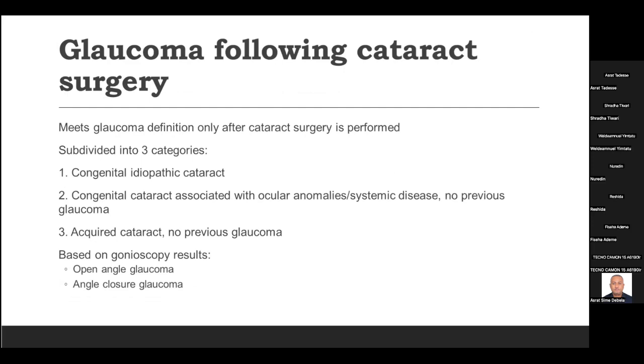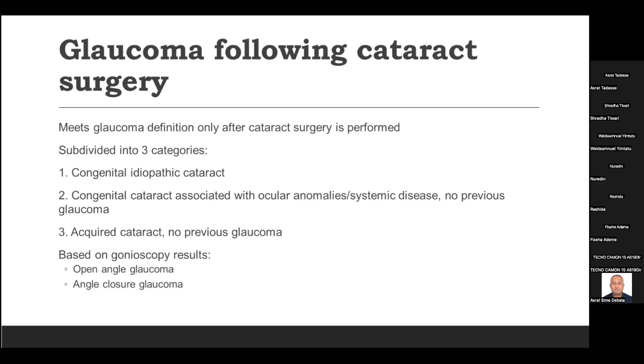And glaucoma following cataract surgery. So we see lots of children coming to us after cataract surgery, and usually it meets the glaucoma definition only after cataract surgery is performed. This can be subdivided into 3 categories: congenital idiopathic cataract, congenital cataract associated with ocular anomalies or systemic disease, and cataract with no previous ocular diseases.